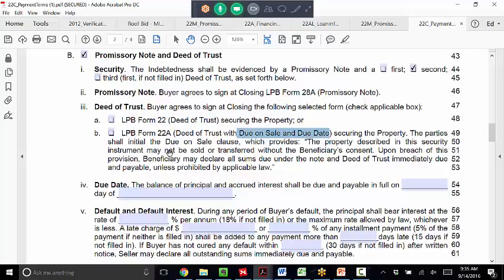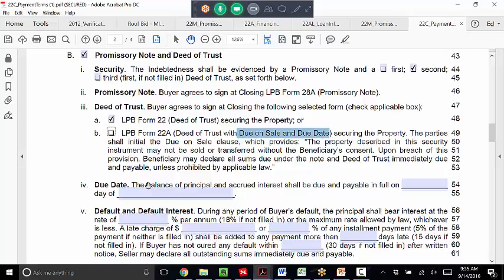So the most common deed of trust you're going to use is probably the due on sale clause one. You should try and negotiate it if you represent the buyer, so that there is no due on sale clause, because then that would give her the flexibility to resell it again. Make sense? All right.